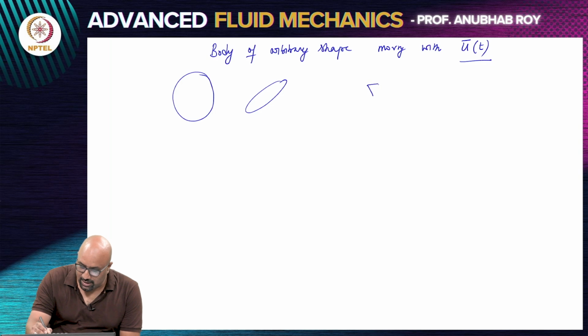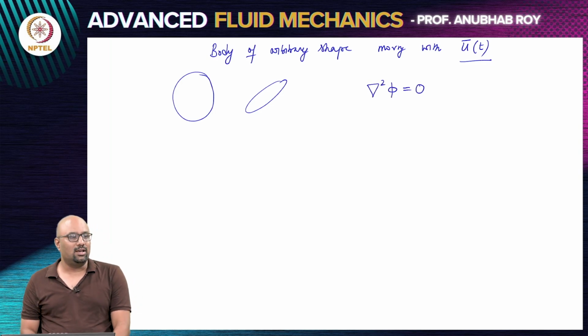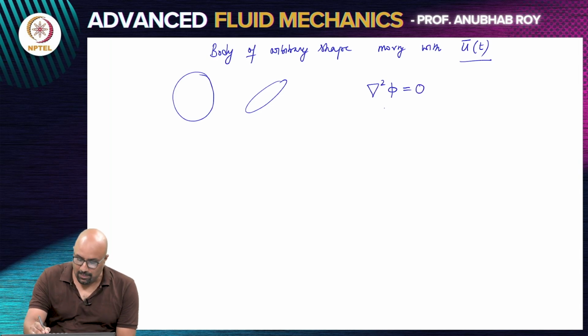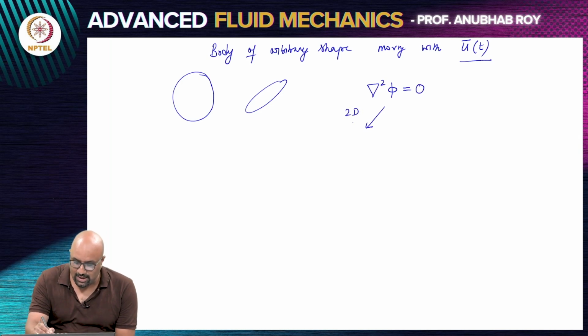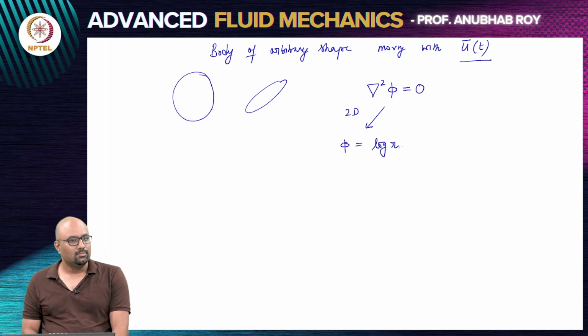So our starting point is that we are always solving a Laplace equation for velocity potential. If you do the Laplace equation in 2D, we saw that it has a solution that is log of r. By writing it down in your cylindrical coordinate system, you see that log r is a solution of the Laplace equation.